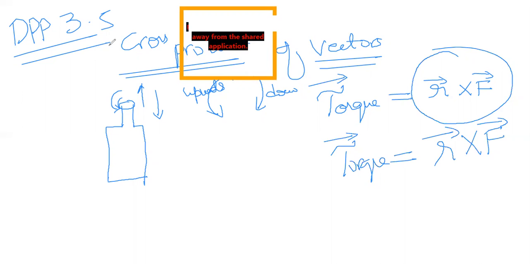Okay. So now DPP 3.5 will be understood by you very clearly. Now, if you have only two vectors and you want to find the third vector by the cross product of these two vectors, how do you do that? Let us take a numerical from this and solve it.